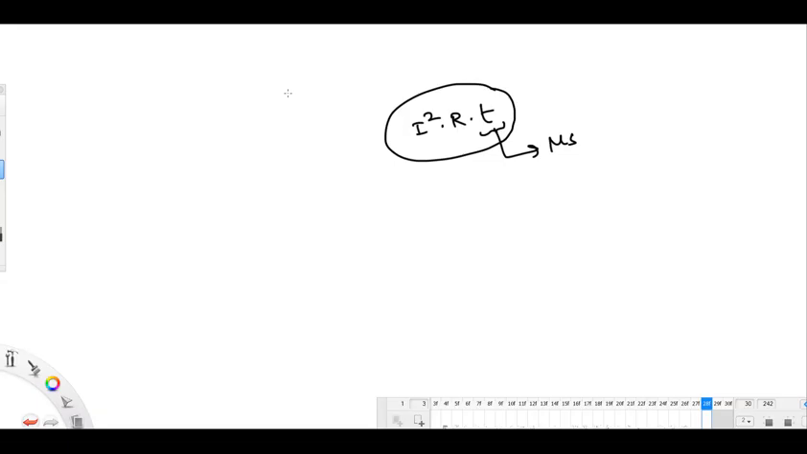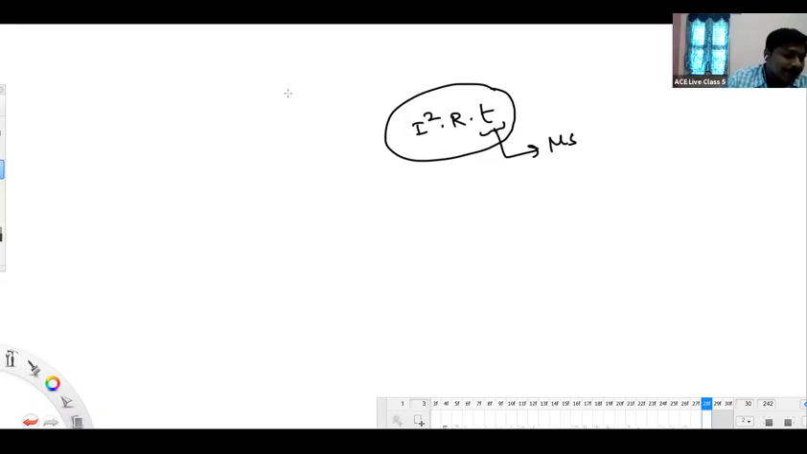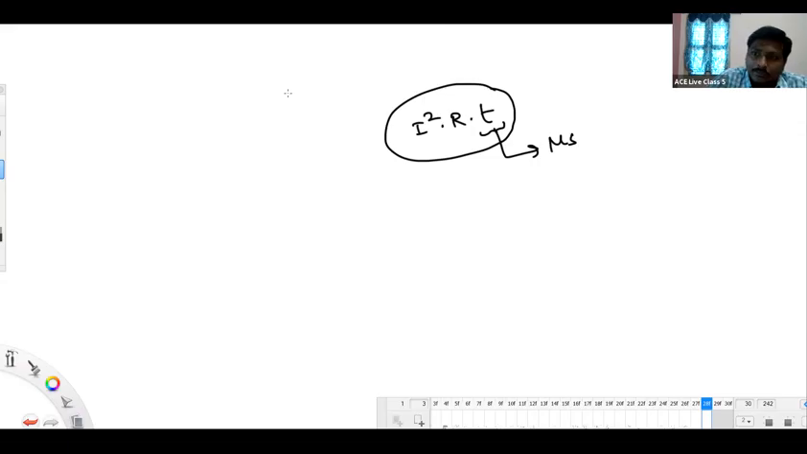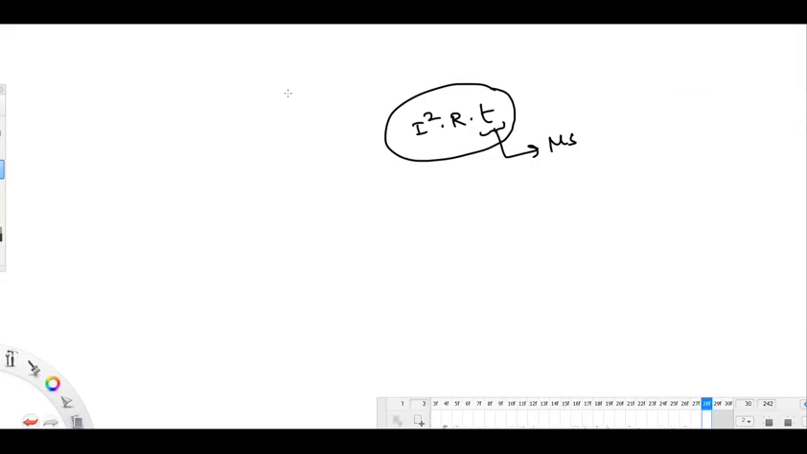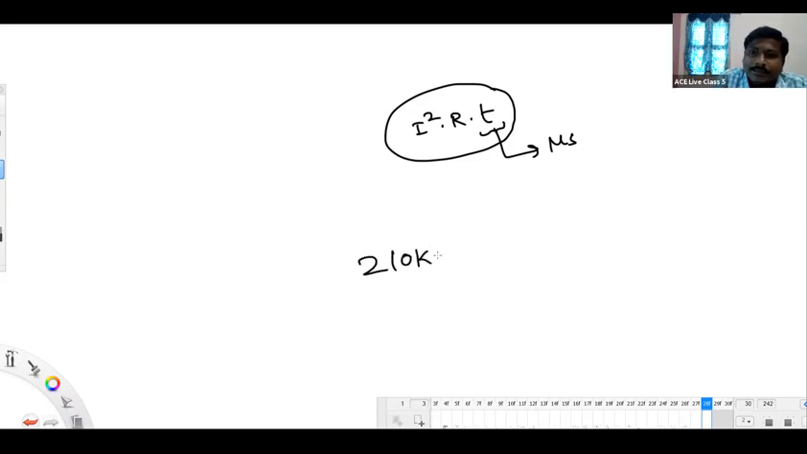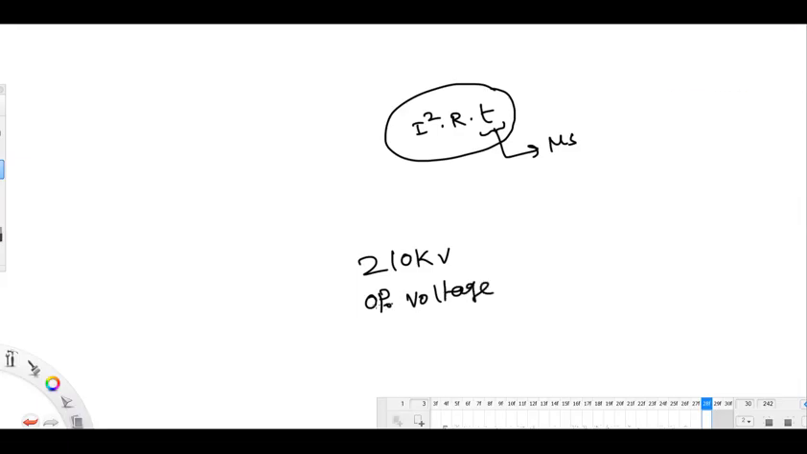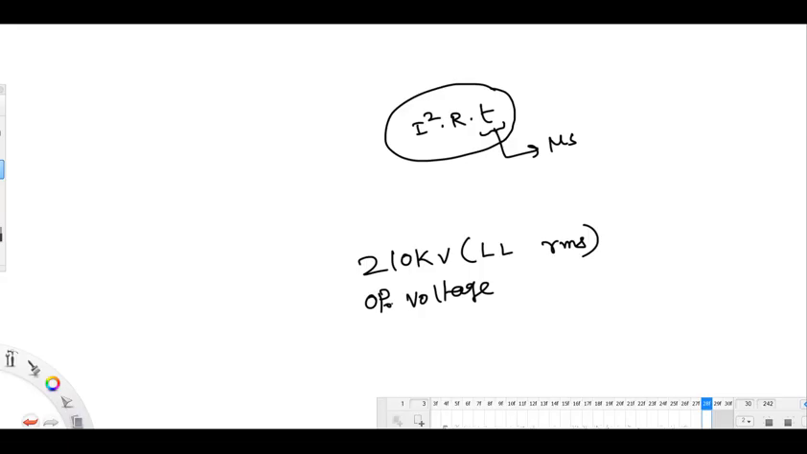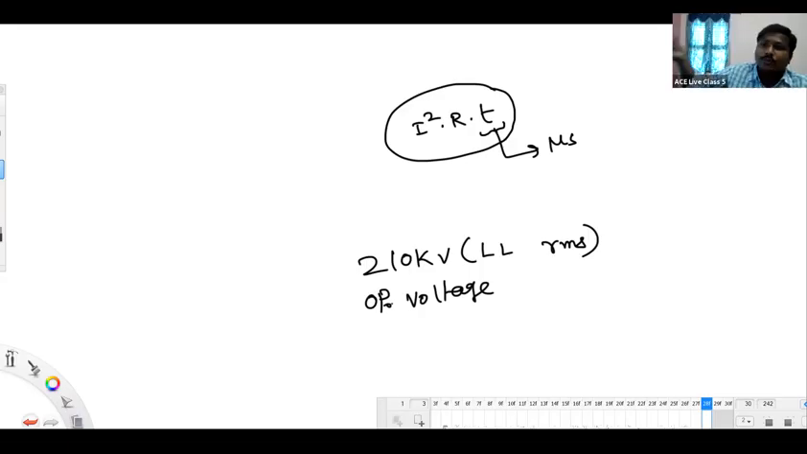Design. Actually, listen. 220 kV is the rated voltage. 220 by root 3 is the rated per phase RMS. Into root 2 is the rated per phase peak. After coming into operation, if the operating voltage is 210 kV, line to line RMS, then the operating per phase voltage is 210 by root 3. The operating per phase peak voltage is 210 by root 3 into root 2.